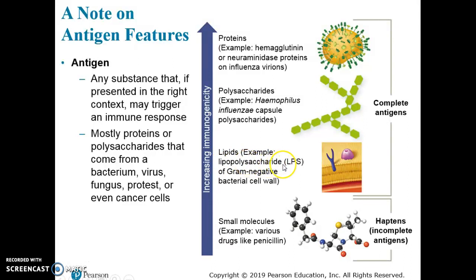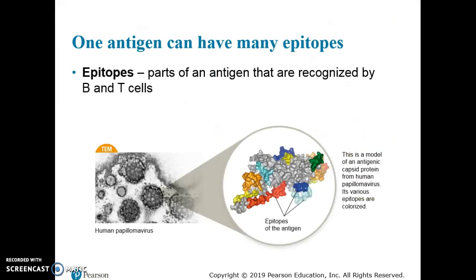But LPS is a very distinguishable lipid. Then you have polysaccharides. Capsules are often composed of polysaccharides, those sugar groups, and then proteins. Proteins are the best type of antigen, and they're going to elicit the best immune response. Hence, they are at the top of the immunogenicity figure here. All right, now, one antigen can have many epitopes.